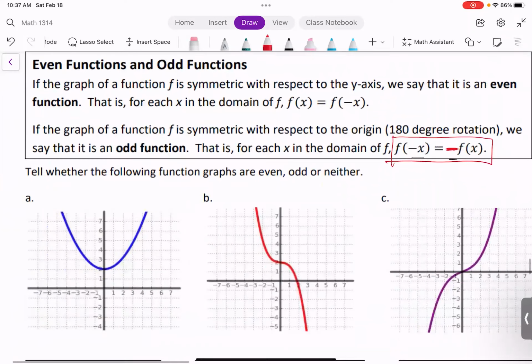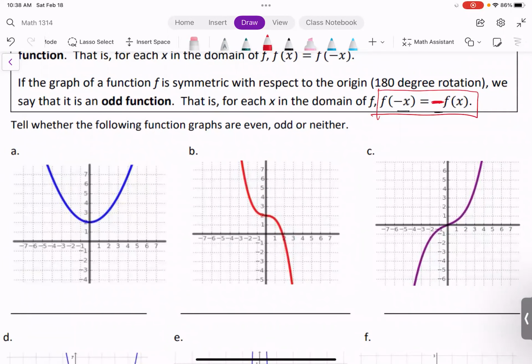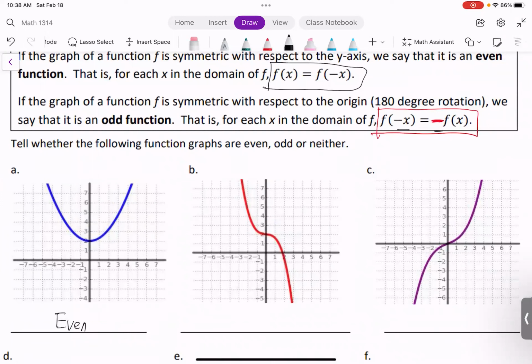Okay, let's decide if these graphs are even, odd, or neither. The first graph, we don't need to do any test, is an even function because it's symmetrical along the y-axis. We can put even here. Or you say, can I do the test? Okay, so if the input is 2, the y value is 3. If the input is negative 2, the y value is also positive 3. They are the same. So this is an even function.